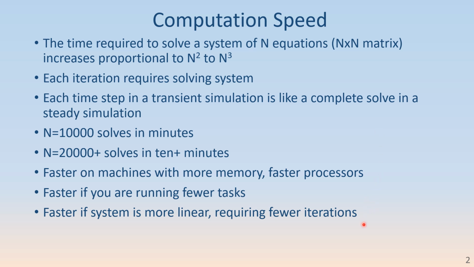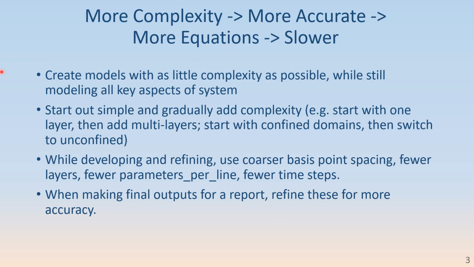Also, when you have a system that is more linear, and that's generally more confined domains, which tend to generate all linear equations, more confined domains, fewer of the nonlinear, unconfined, and fresh salt interface domains, you will need fewer iterations. So the bottom line is that the more complex your model, the more equations there will be, the more accurate it will be, but also the slower it will be.